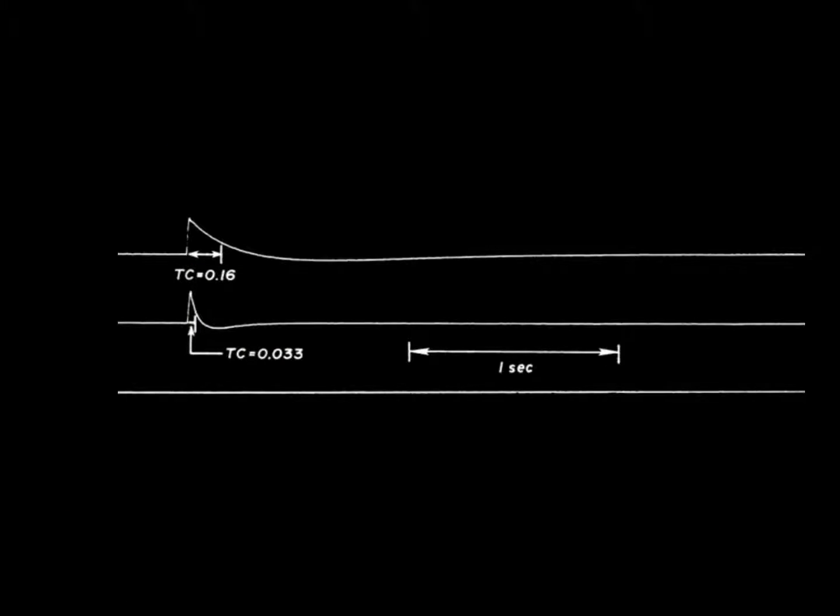The lower the time constant, the sooner the square wave drops to 37% of its original value. As you can see, while looking at this frame, it takes longer for a signal to reach 37% of its original value when the time constant is 0.16 than when the time constant is 0.033.